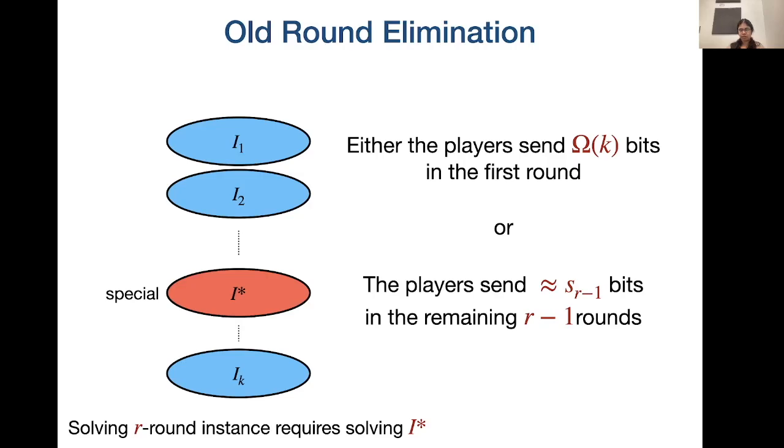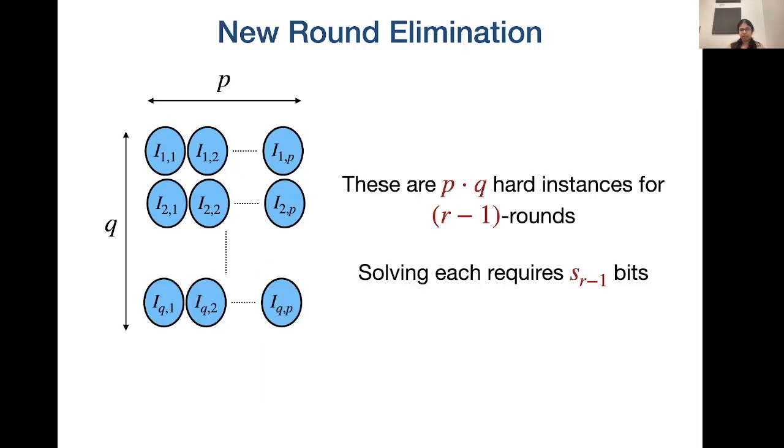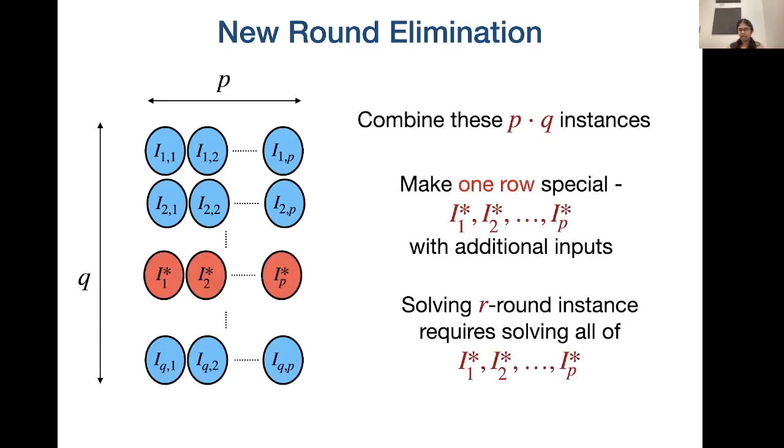The old round elimination had this framework. What we're going to do instead is take p times q hard instances for r minus 1 rounds, and solving each of these instances requires s_{r-1} bits in r minus 1 rounds. We're going to make one entire row of p instances special with additional inputs. We're going to make it so that solving the r round hard instance requires solving all of I1 star, I2 star till Ip star.